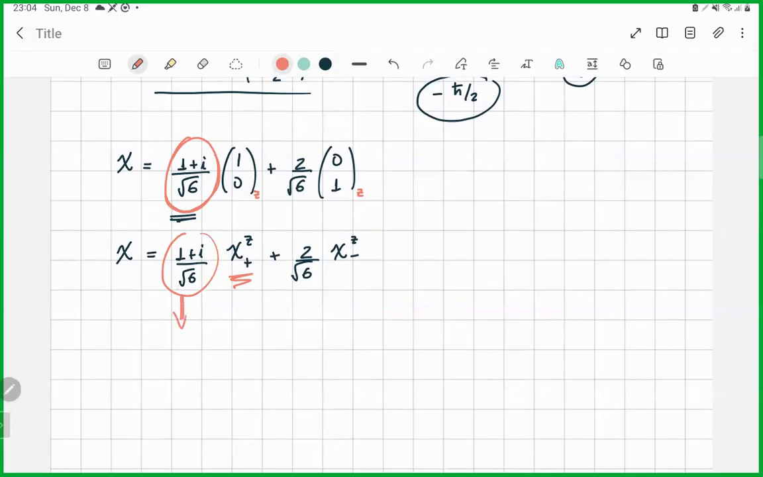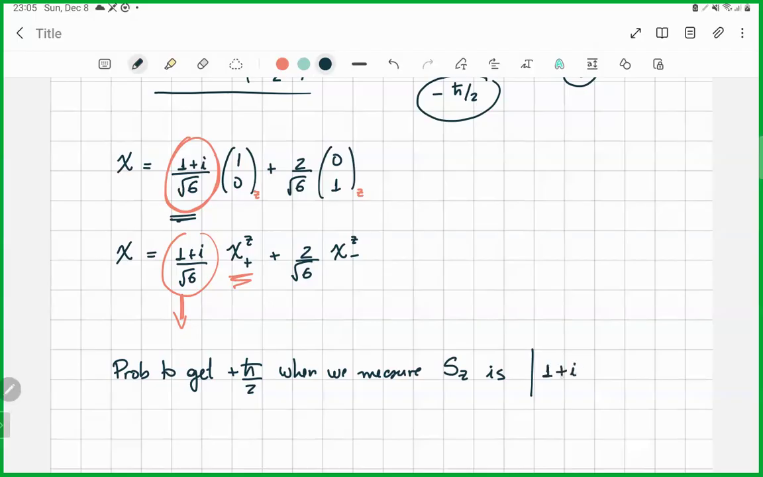Okay, so let's write: probability to get plus h bar over 2 when we measure the spin in the z direction is the absolute value of that number that we have, (1 plus i) over square root of 6. All right, so this is easy.